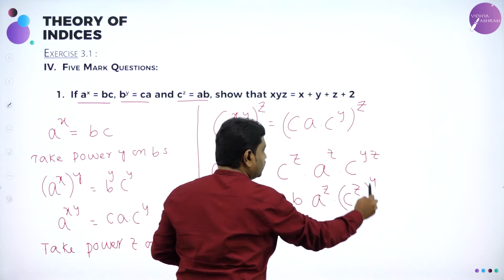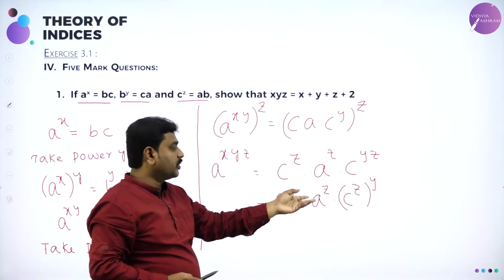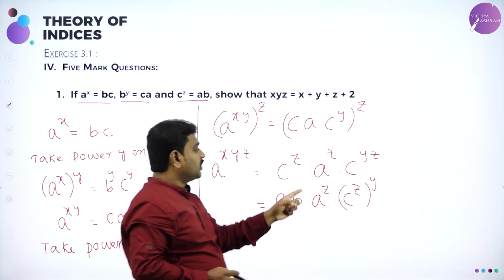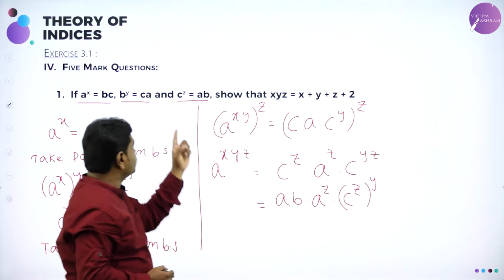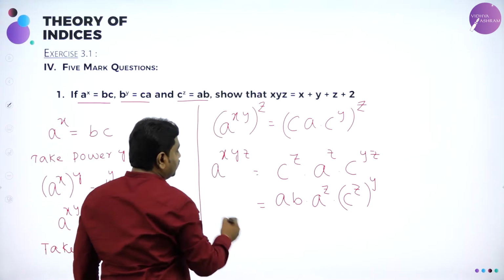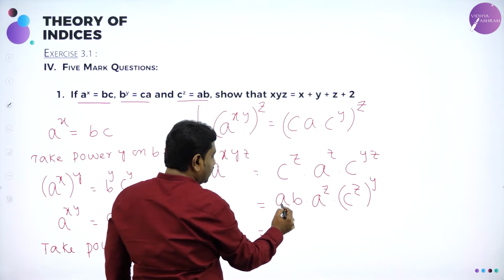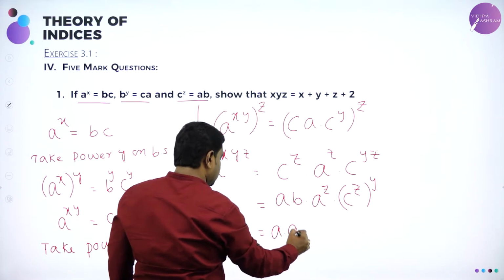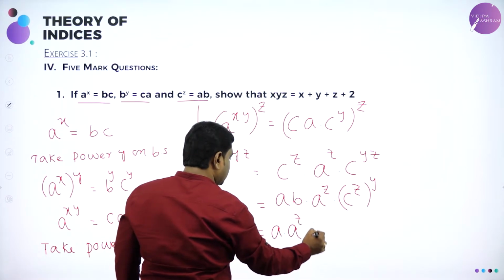Can I write like this? All of you know a power m whole power n is a power m into n. Y into z, I'll write c power z whole power y. Because I know the value of what? C power z. What is value of c power z? ab. See here, in spite of c power z, I can put ab. Here I have a, b, a power z. I'll write a separately, a power z separately, and I'll write b at the end.